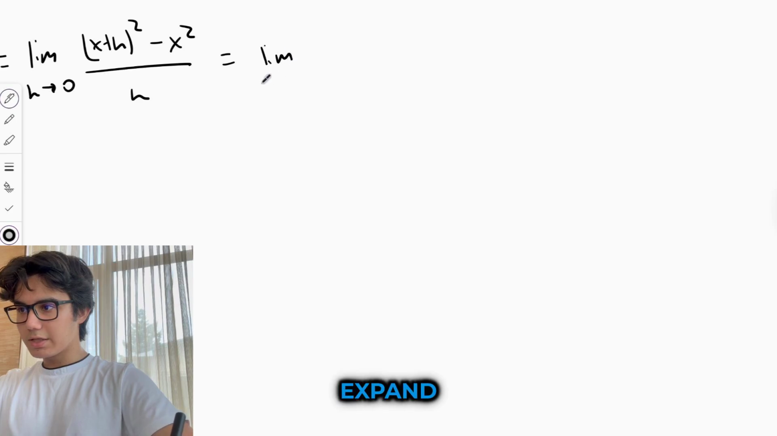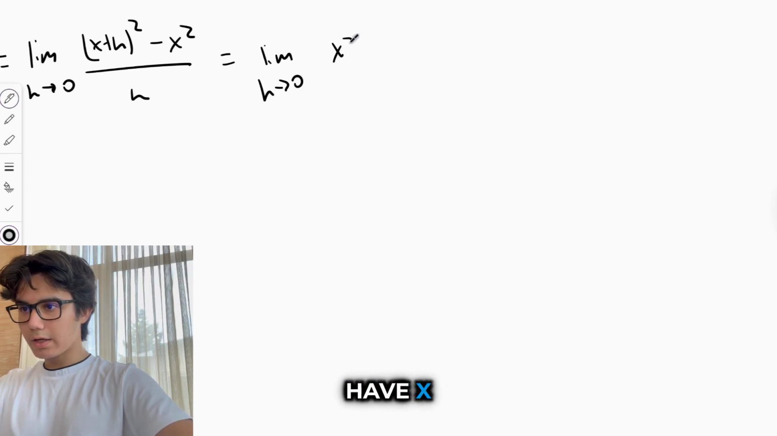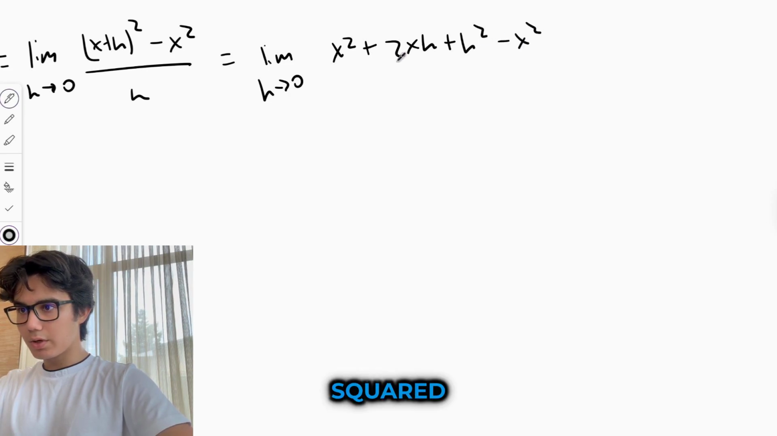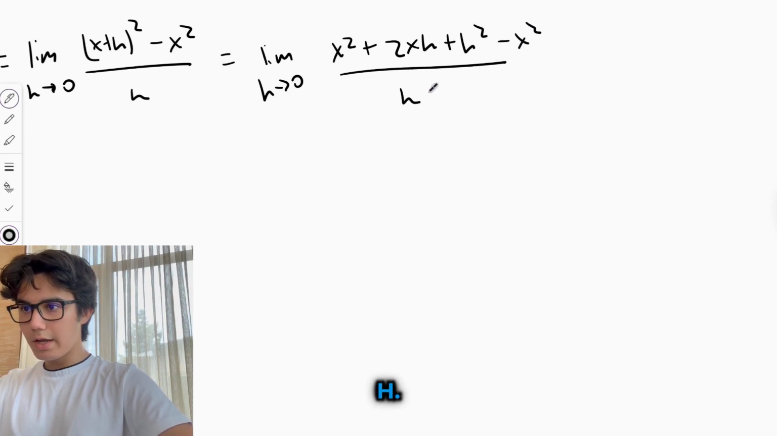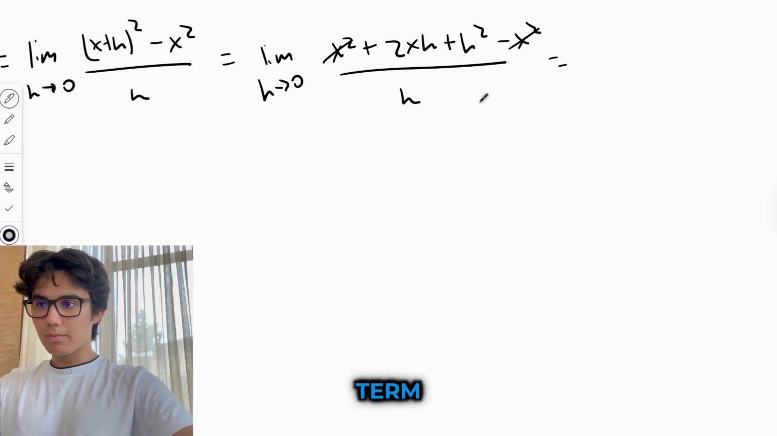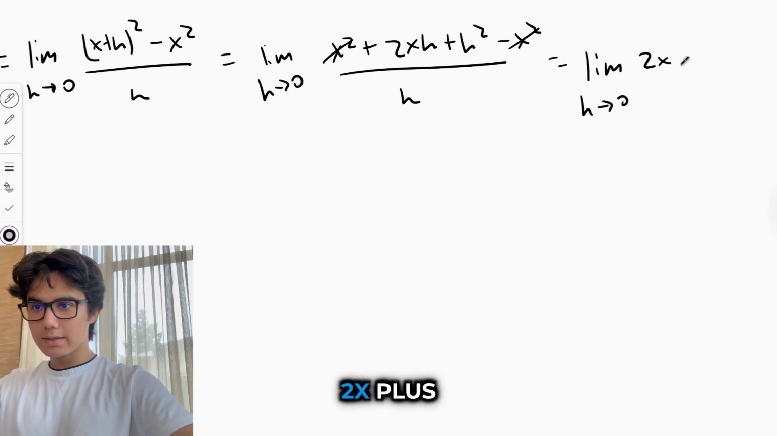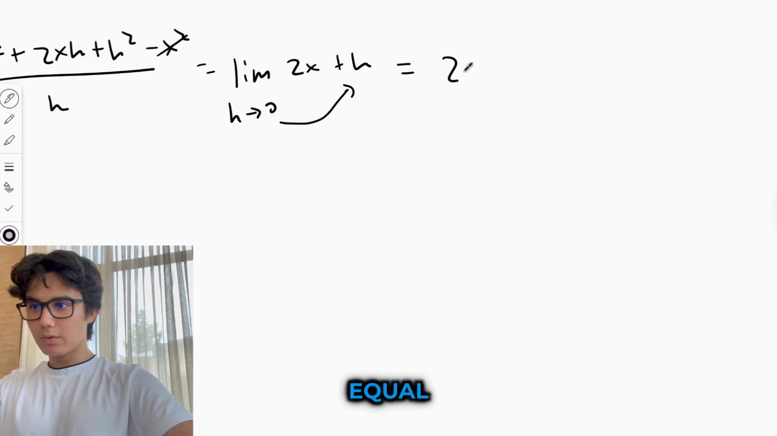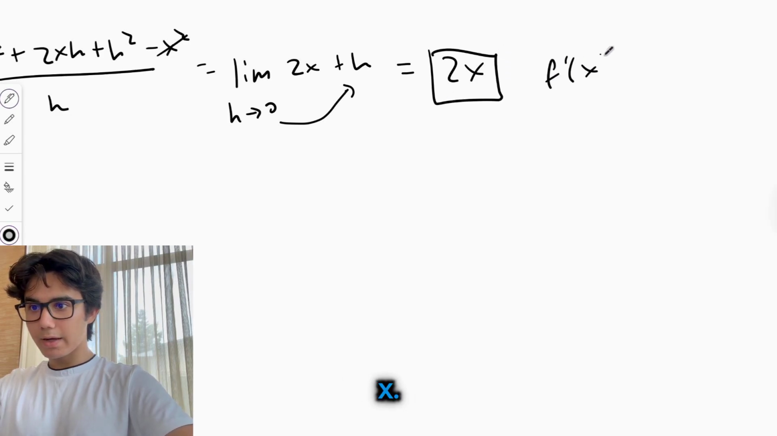Now if we go ahead and expand this, we have x squared plus 2xh plus h squared minus x squared over h. And so the x squares cancel out. If we divide every term by h, we get 2x plus h. As h approaches 0, this is equal to 2x. And so this is f prime of x.